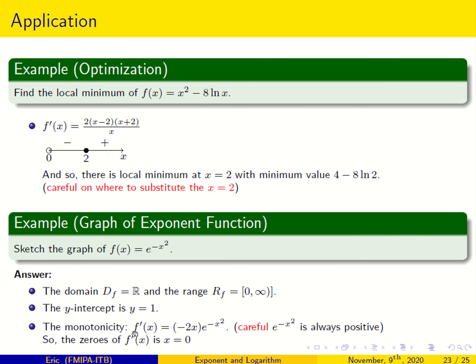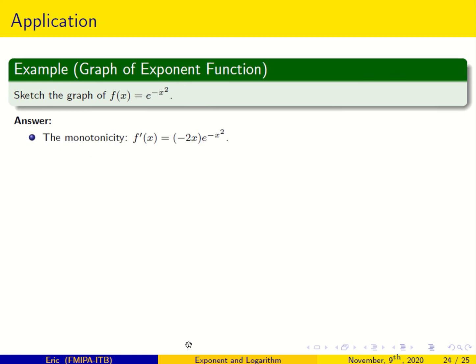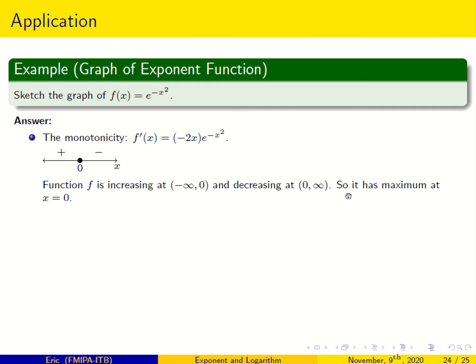How about the monotonicity? f prime of x is this. Don't forget, e to the minus x squared cannot be 0. So what can be 0? This part is just 1. So the zero is given by x equals 0. I can look at this: it changes sign at 0. You can check by plugging in, you have minus, plus. So increase, decrease. So you have a local maximum here at x equals 0.